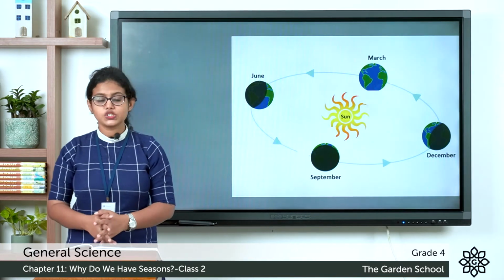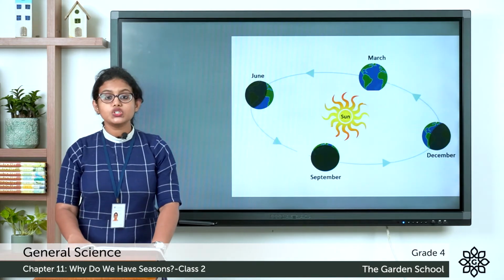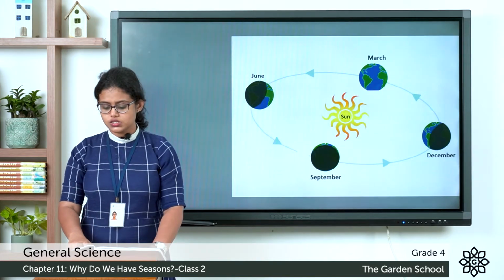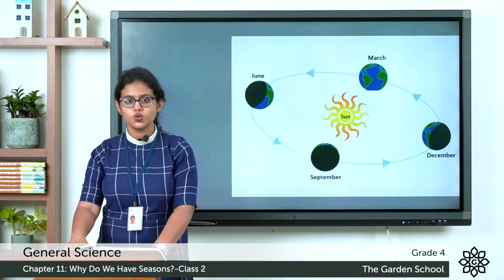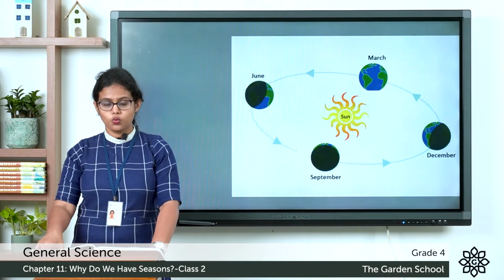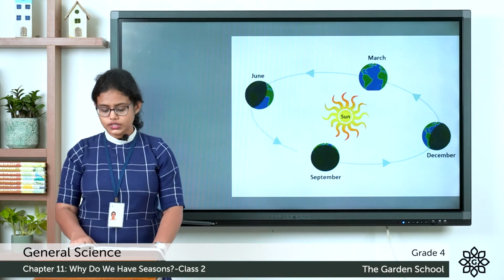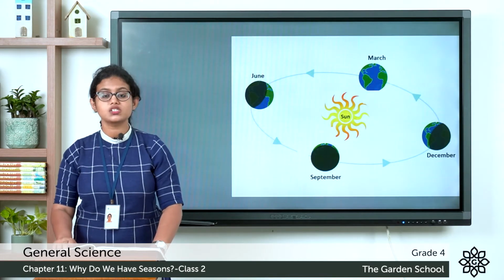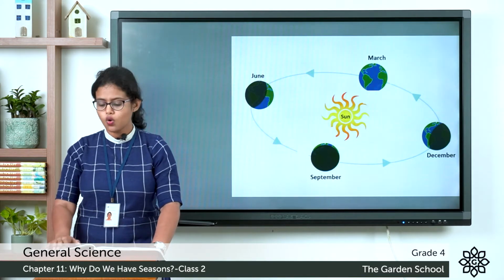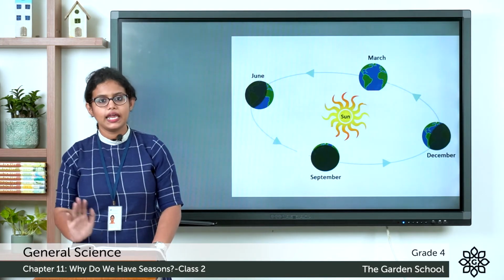On page number 127, there is an activity given. The picture shows the position of the earth in June. Measure the distances AO and BK using a ruler, and then compare the distances. Which is longer, AO or BK? It is BK. BK is longer than AO, right?